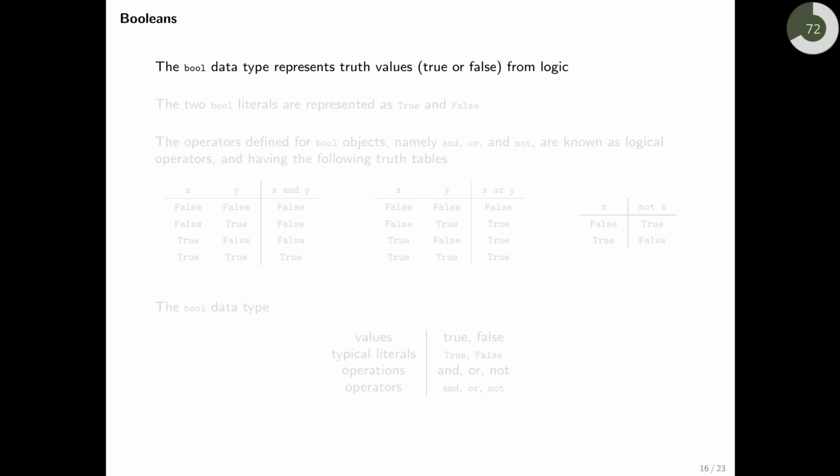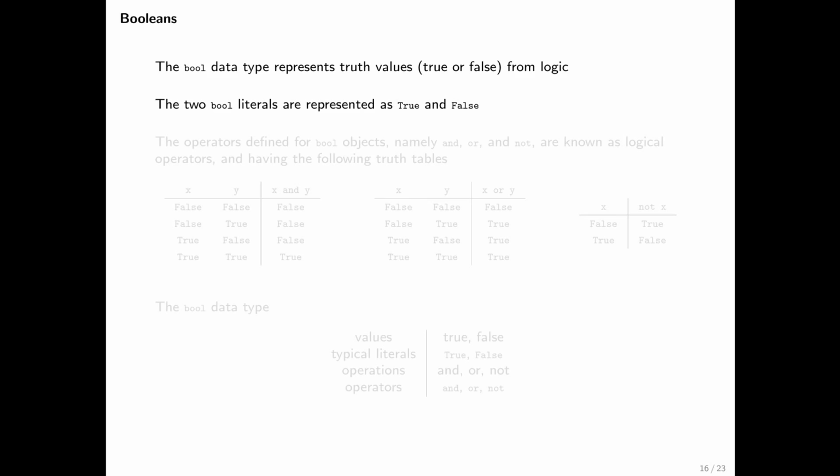Okay, so the last type that we're going to discuss in this section is the fourth fundamental built-in type in Python, namely the Boolean data type. So the Boolean data type, denoted by the keyword bool, represents the truth values true or false from logic. Okay, so this data type just has two possible values, true or false.